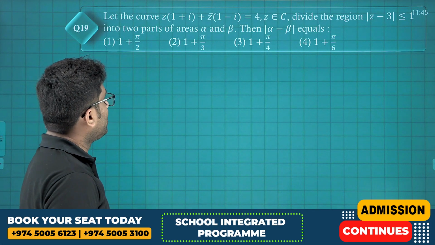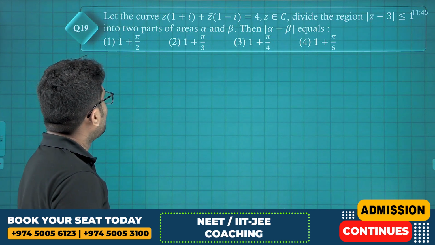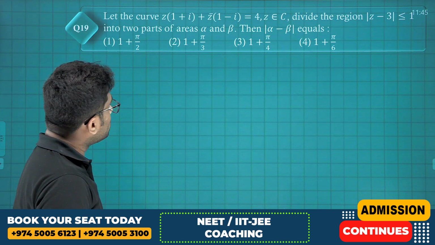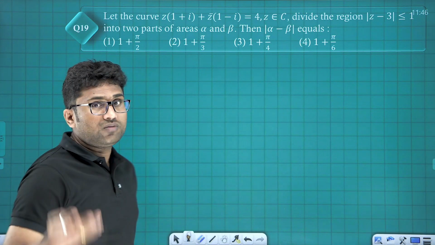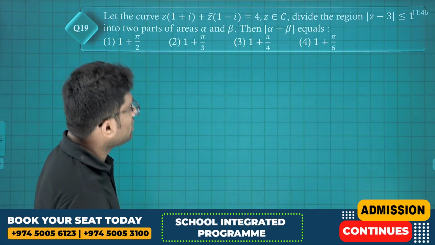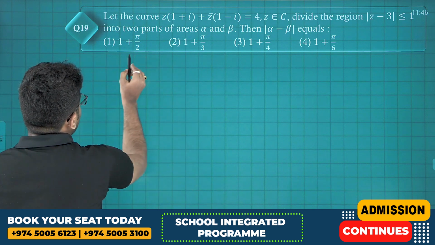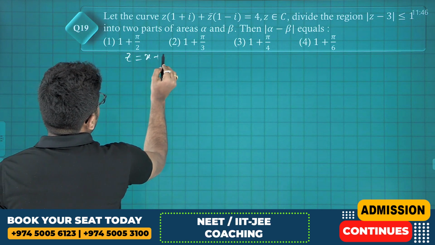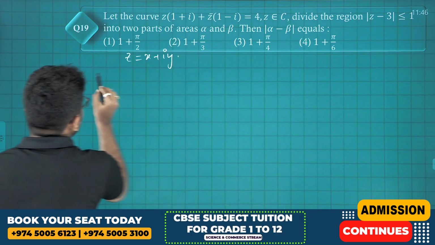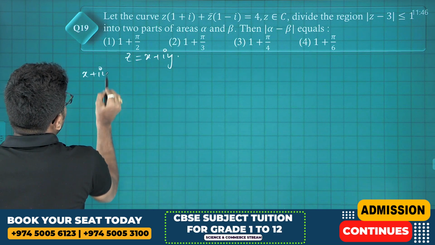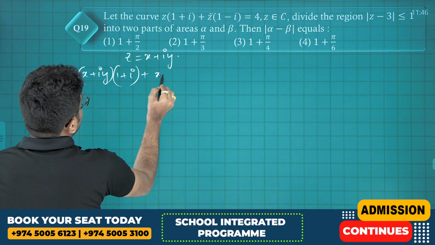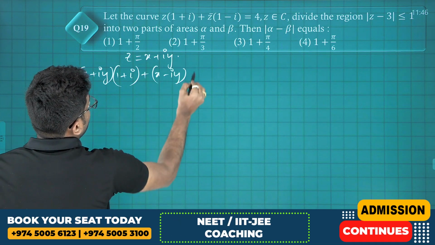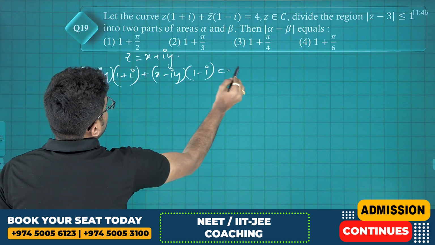Next question, friends. A simple question again from complex numbers. Let the curve so and so divide the region of mod of z minus 3, which represents a circle with the center 3, 0. First, let's put z equals some x plus iy and simplify this portion. x plus iy into 1 plus i, x minus iy, z bar no, into 1 minus i equals 4.